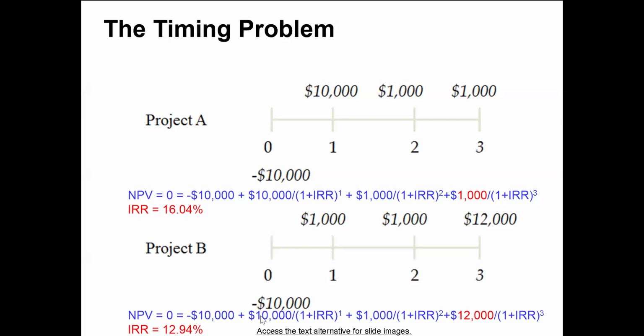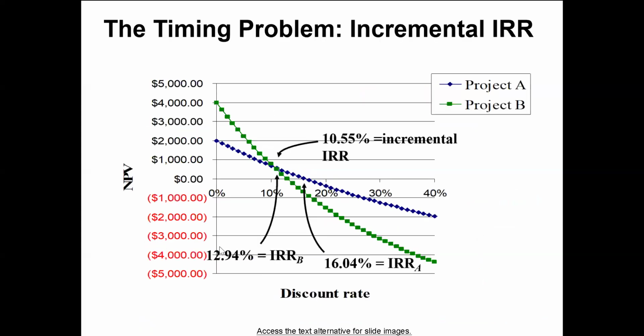I'm sorry, there is a typo for project B. In the formula, the cash inflow in year one is 1,000, not 10,000, right? Please just correct this number to 1,000. Right. So let me show you the graph.